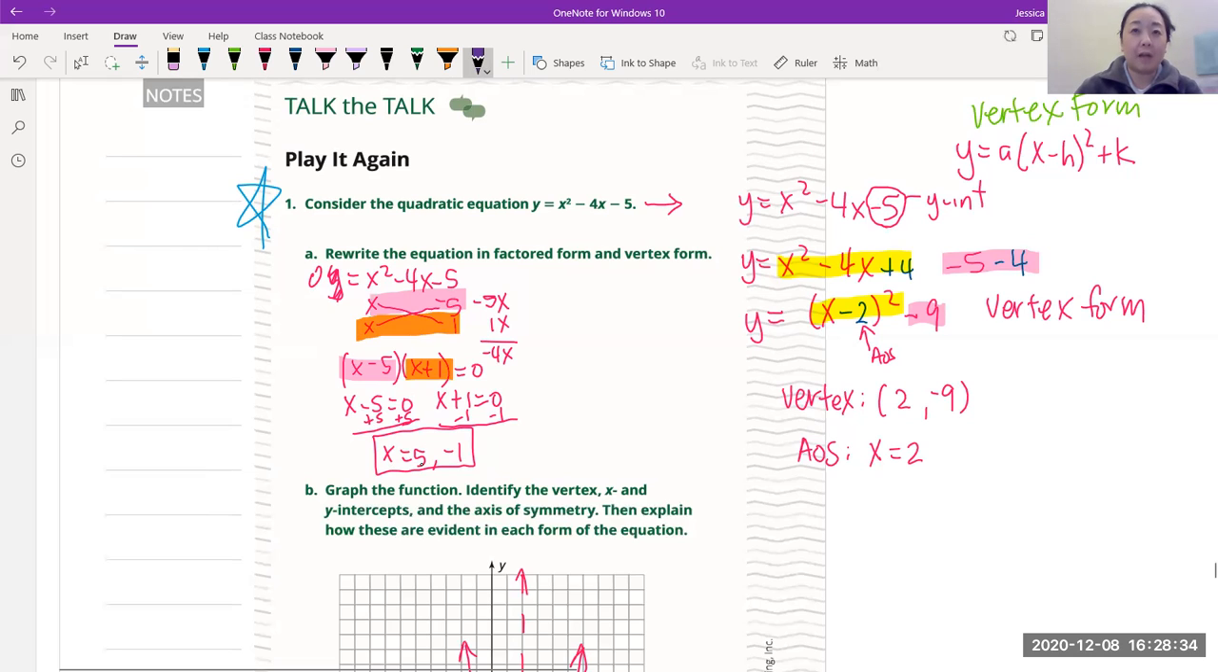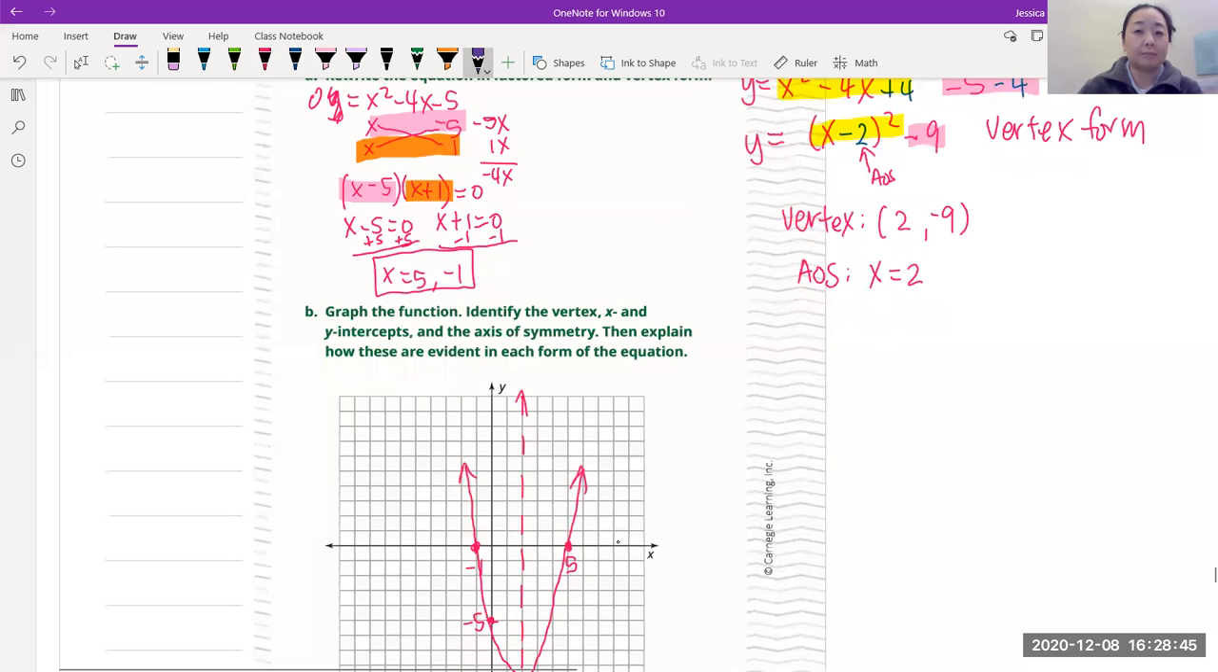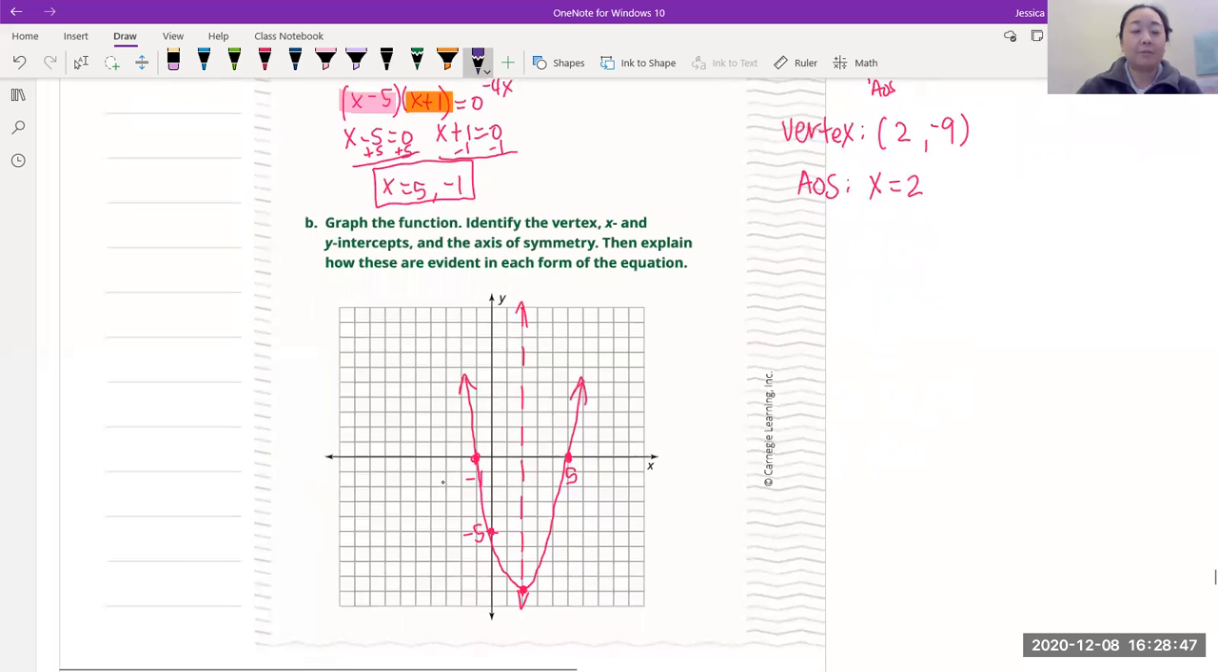And then x is equal to 5. And then again, x plus 1 is equal to 0. And then subtract 1 on both sides to get x by itself. And what is x equal to? Also -1. So here we plotted them, 5 and -1. See the vertex down here? We have all the points that we need.